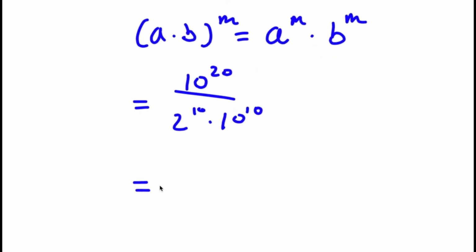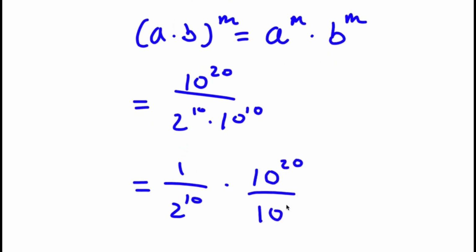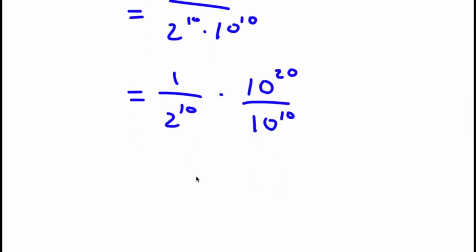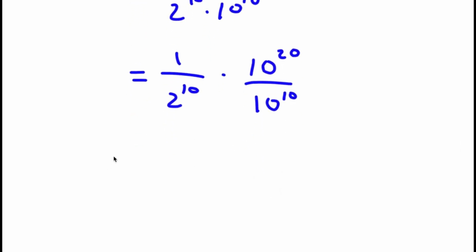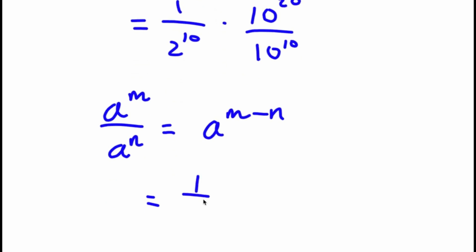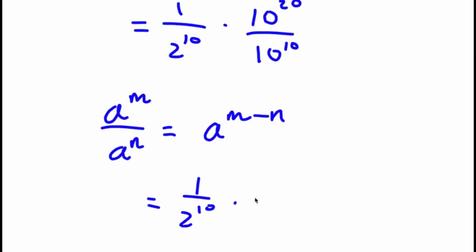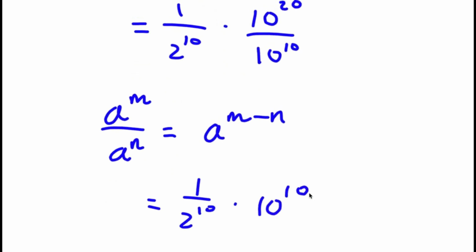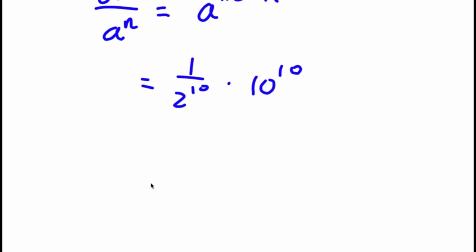Now, this is the same thing as 1 over 2 to the power of 10 times 10 to the power of 20 over 10 to the power of 10. And now, if I have something in the form a to the power of m over a to the power of n, this is simply equal to a to the power of m minus n. So 10 to the power of 20 over 10 to the power of 10, that's going to equal 10 to the power of 20 minus 10, which is simply just 10 to the power of 10. So now if I multiply these, again, I have 10 to the power of 10 over 2 to the power of 10.